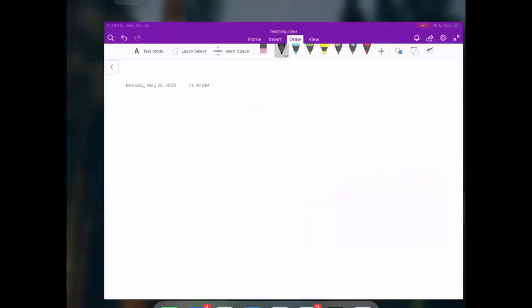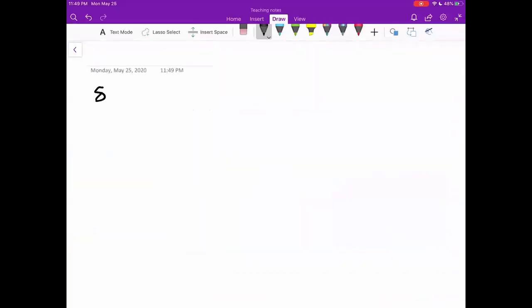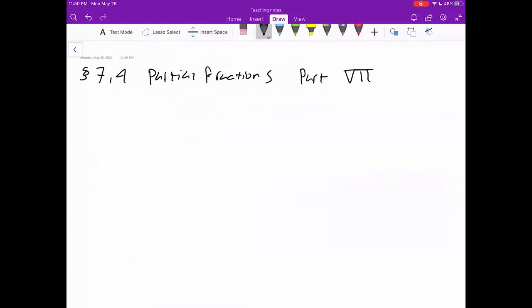Alrighty, so we're going to continue on to section 7.4, partial fractions. I keep saying that this is a really long one, and I don't even remember which part this is. So this is part 7, it would seem. We have a couple more examples to go through, and they're all examples of different things. The good news is this first example is a quick one.